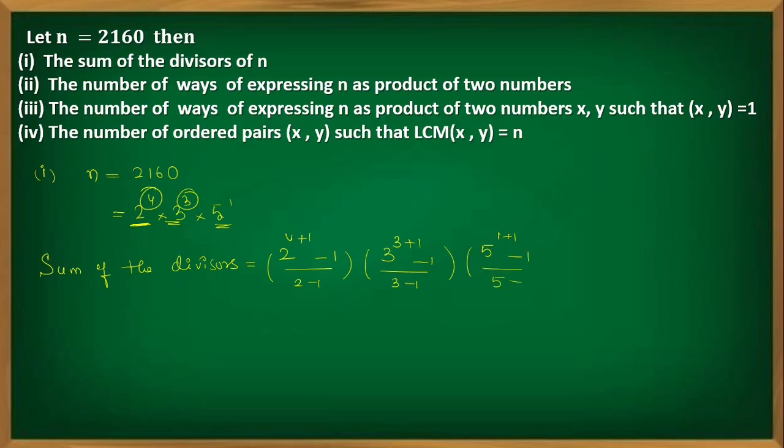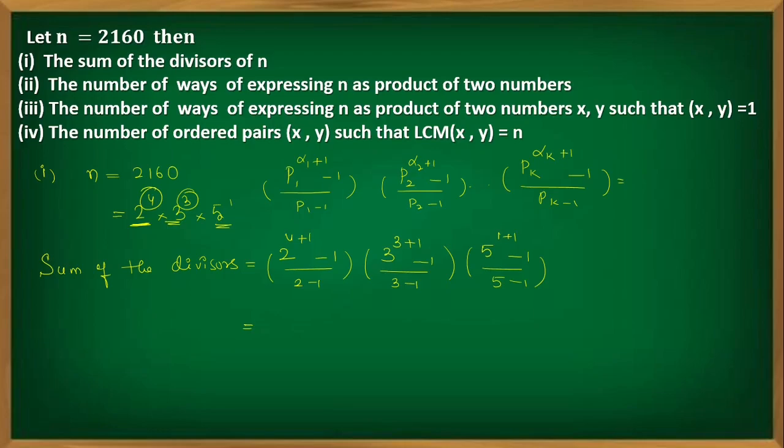by 5 minus 1. With the formula we just derived, p1 to the power of alpha 1 plus 1 minus 1 by p1 minus 1 into p2 to the power of alpha 2 plus 1 minus 1 by p2 minus 1, continuing up to the ending prime, pk to the power of alpha k plus 1 minus 1 by pk minus 1. This gives you the sum of all the divisors. Now this is the calculation part only.